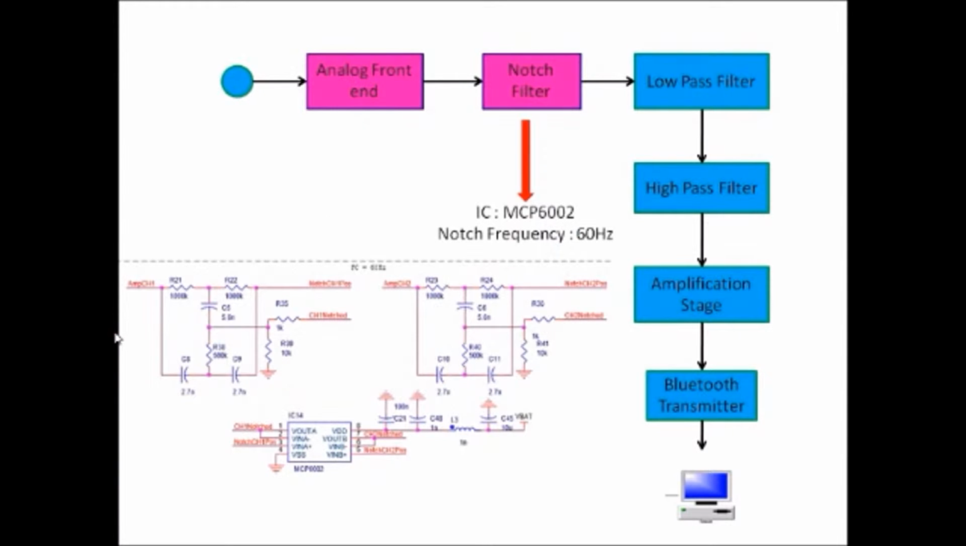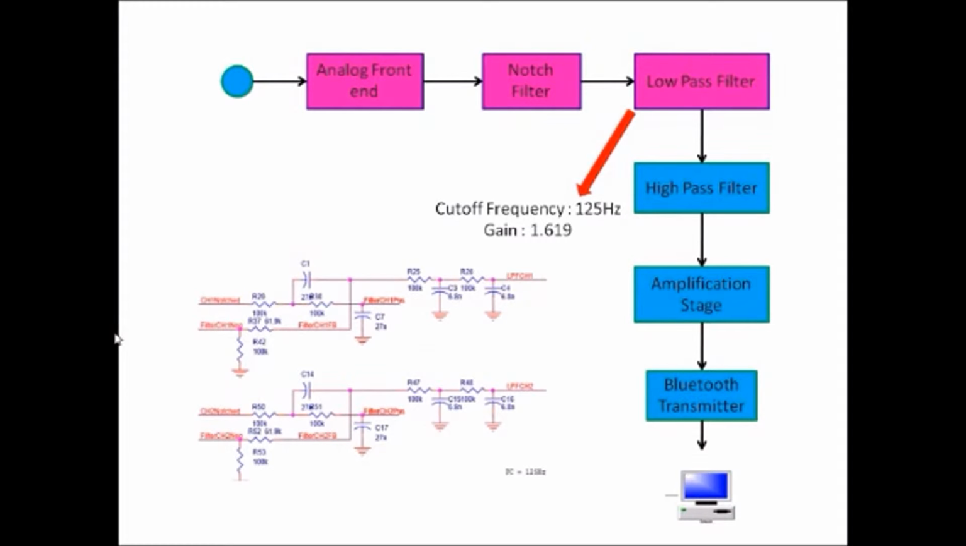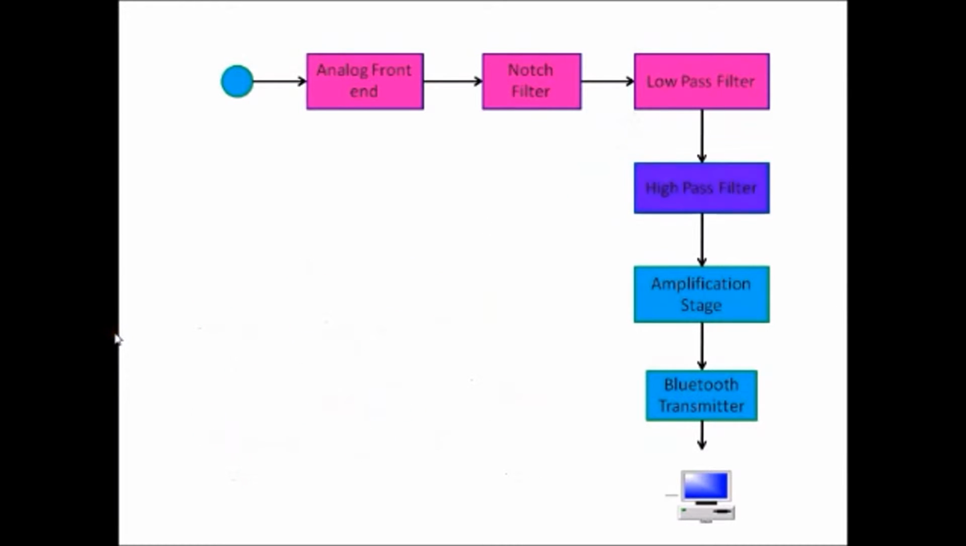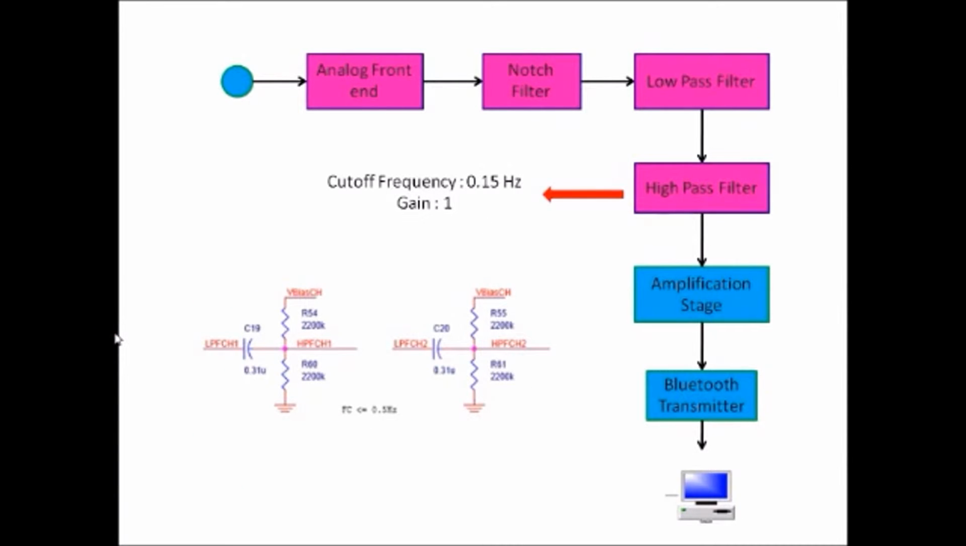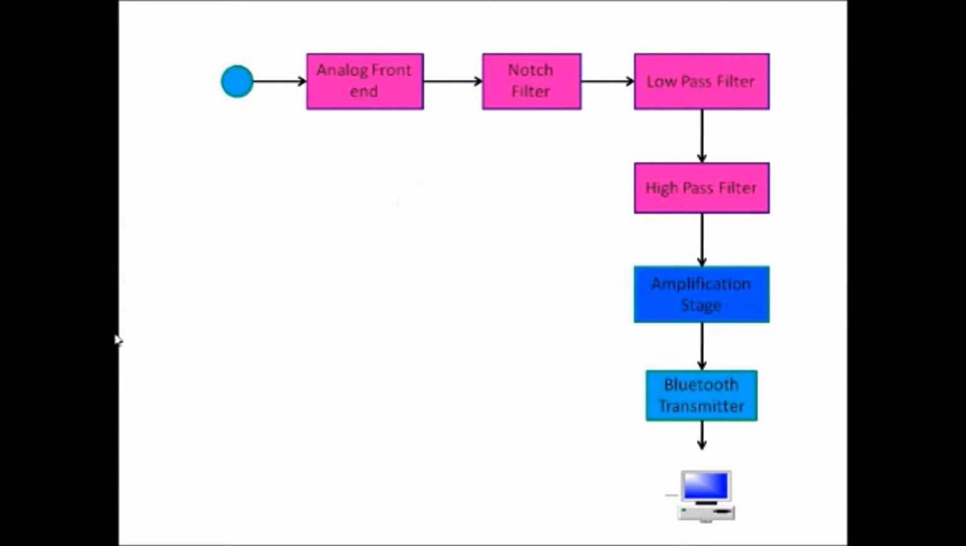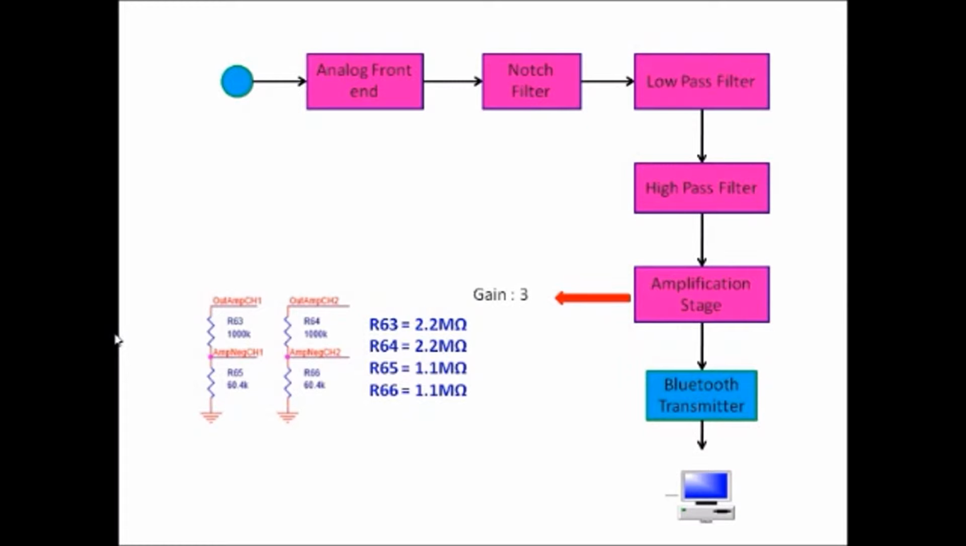The notch filter uses MCP6002 with a notch frequency of 60 Hz to ensure that components corresponding to the line frequency don't corrupt the requisite signal. The low-pass filter has a cutoff frequency of 125 Hz and a gain of 1.619. The high-pass filter has a cutoff frequency of 0.15 Hz with a gain of 1. The amplification stage in my case had a gain of 3.